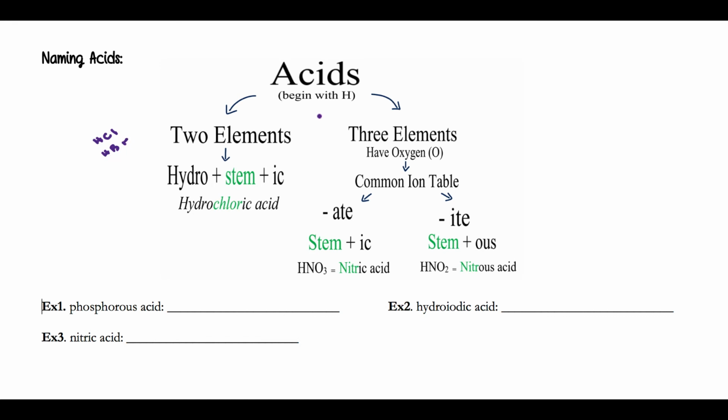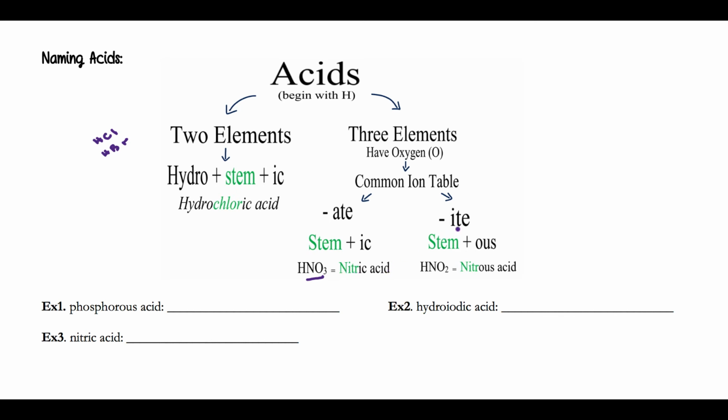All right. So if instead of two elements, I have three elements, okay, this is the rule that you follow. Specifically, if you have three elements that include oxygen, then you have a polyatomic ion. So if that polyatomic ion has an ate ending, all right, what you're going to do is write the stem of that polyatomic ion and ic. So for example, here, NO3 is nitrate. So the name of it is going to be nitric acid.